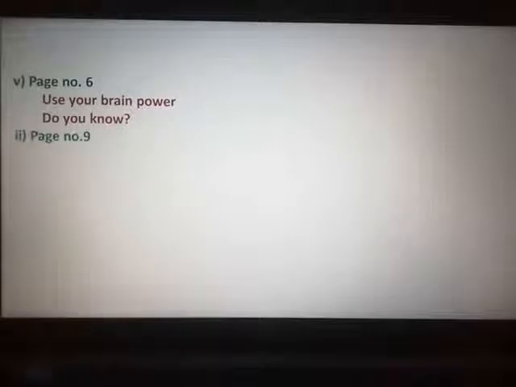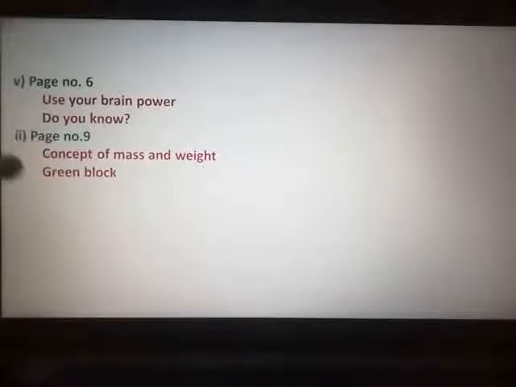Page number 9, the entire topic of mass and weight. The concept of mass and weight, and below that you have a green colored block. Colloquially, we use weight for both the mass and weight, that topic. Both of these have to be removed. So nothing on this part, no distinguishing between, no definitions, nothing will be asked. And below that, towards the end of the page, you have a green block. That block you have to remove.